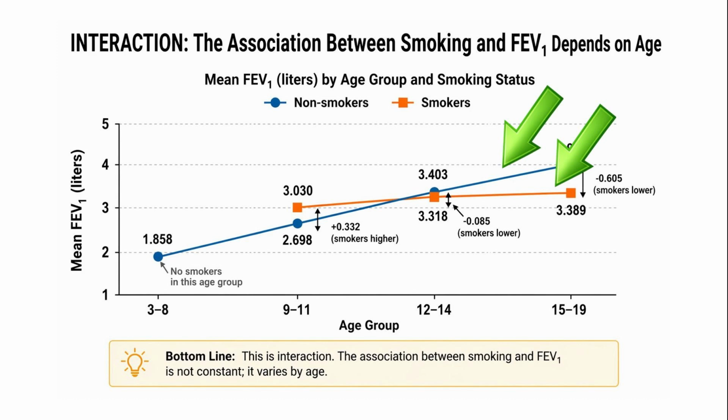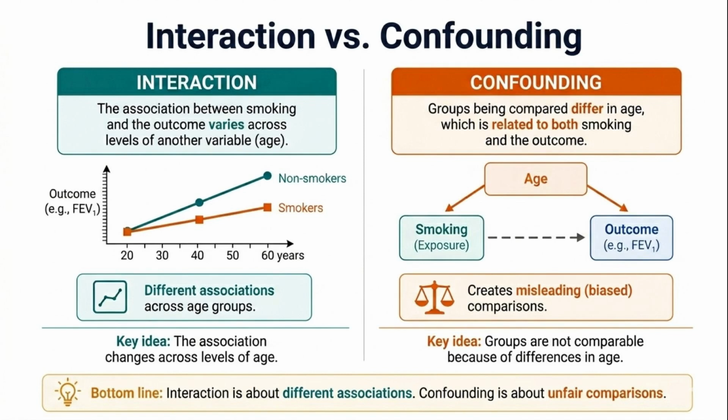More formally, we can fit a two-way ANOVA model with smoking status and age group as factors, excluding the youngest group since there are no smokers. The p-value for the interaction term is 0.002, providing statistical evidence of interaction. Having established interaction, we conclude that the association between smoking and FEV₁ varies across age groups.